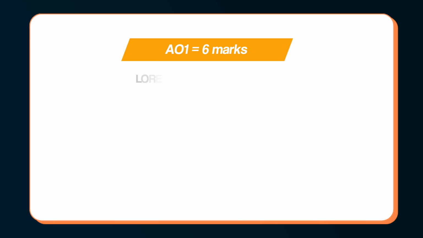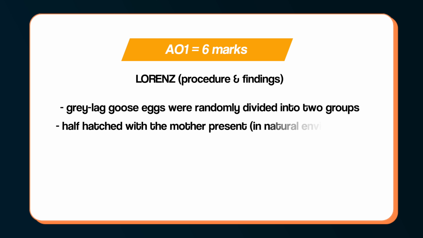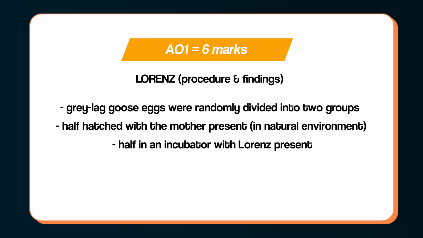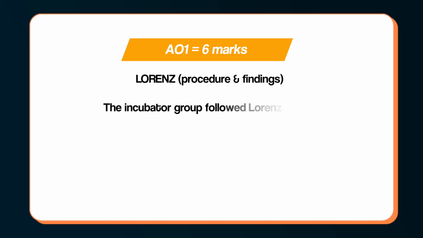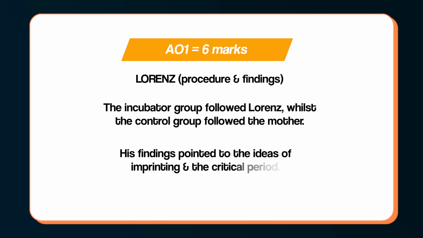Because this question requires you to outline Lorenz and Harlow, you could think about breaking down the 6 AO1 marks into 3 marks for each. So for Lorenz's research, you want to talk about his procedure and findings. So you could write about how grey lag goose eggs were randomly divided, half hatched with the mother present in a natural environment and half in an incubator with Lorenz present. And then they recorded the behaviour of the geese. And he found that the incubator group followed Lorenz, whilst the control group followed the mother. And his findings pointed to the ideas of imprinting and the critical period.